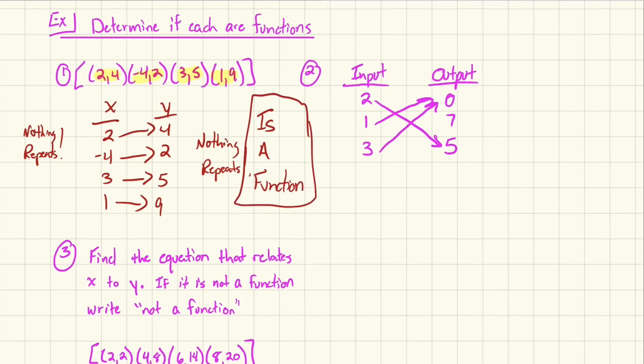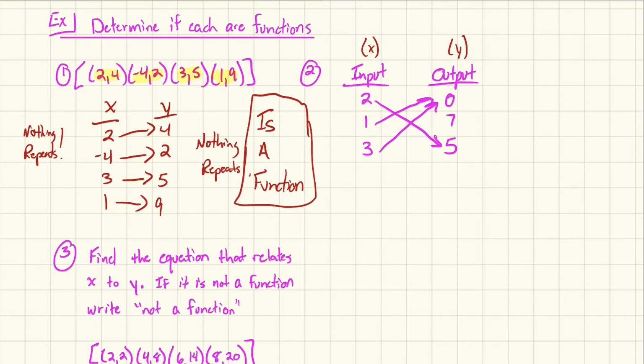Excellent. All right. Now we move on to number 2. You could get a problem like this with inputs and outputs. First thing I would say to remember is that inputs are always our x's, outputs are always our y's. So we just need to look. The rule is for every x, there's only one y.